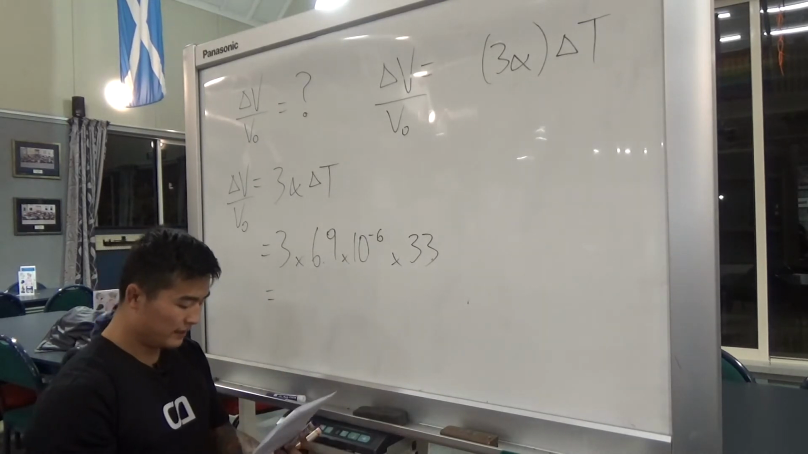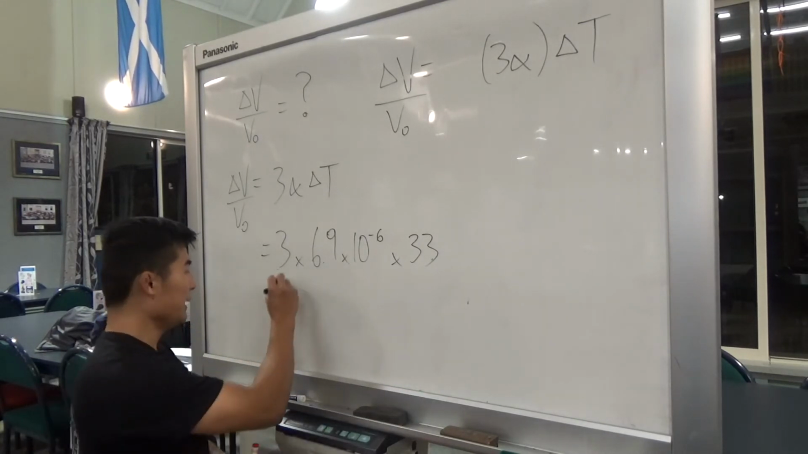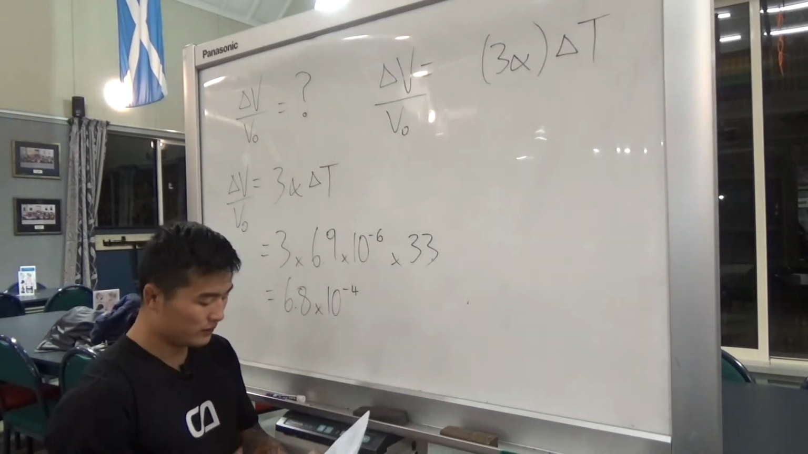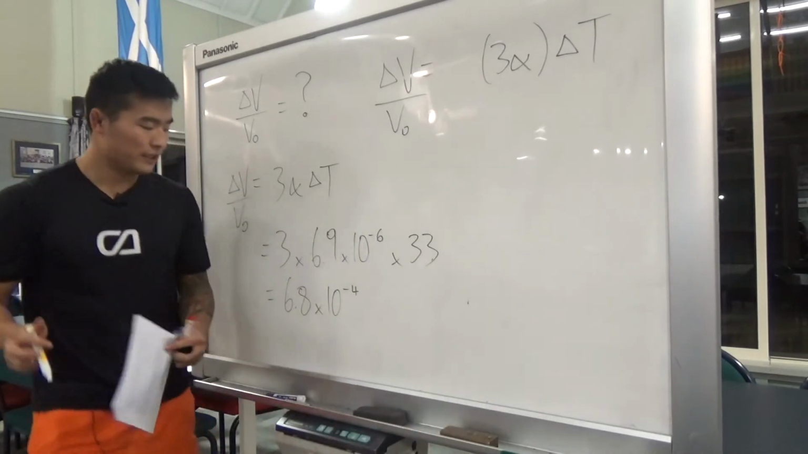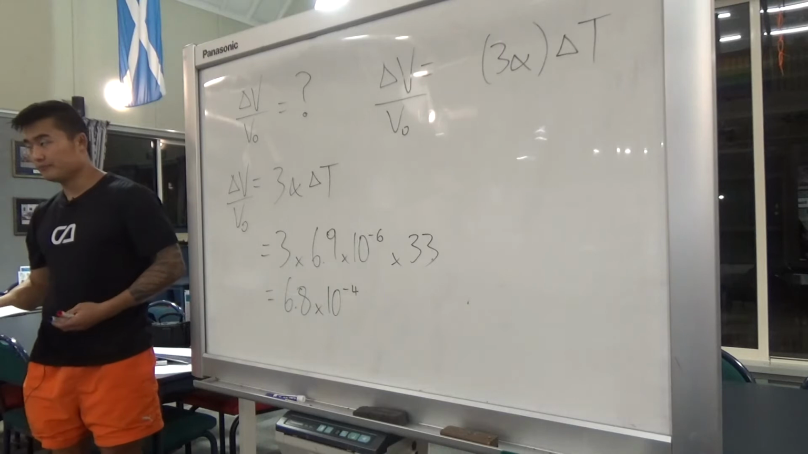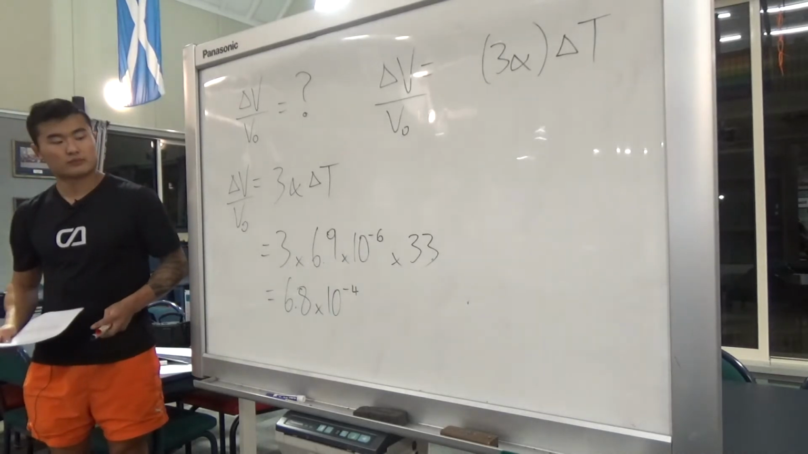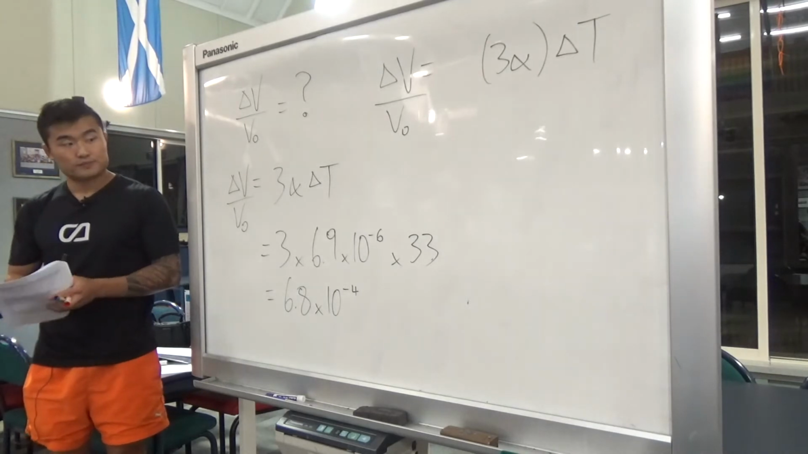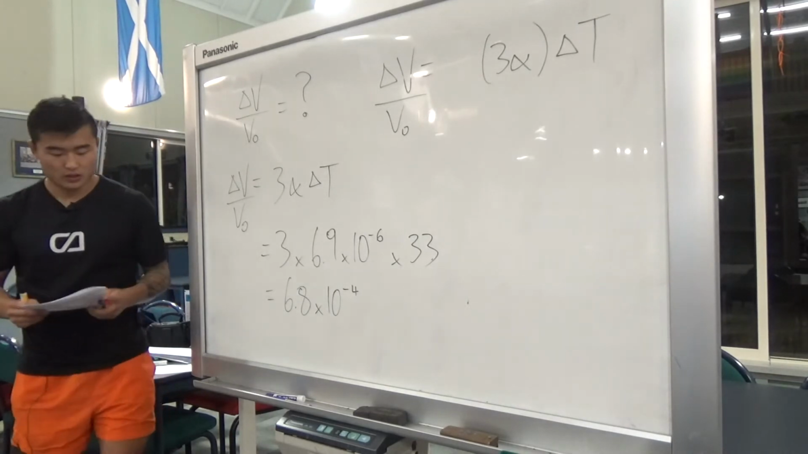So that's going to be 6.8 times 10 to the negative 4. Okay? And that has no units because it's just a fraction.